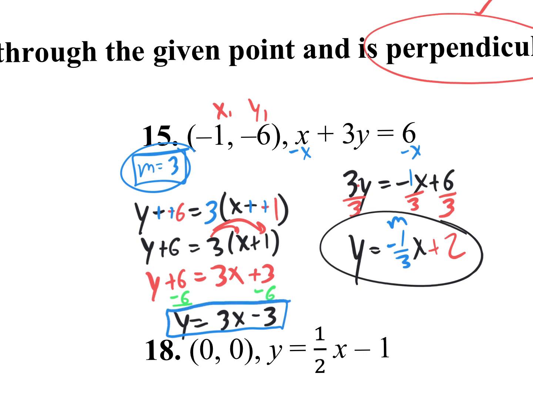That's in slope-intercept form, and that line is perpendicular to this original standard form line. Why? Because it has an opposite reciprocal slope, and if I were to graph it, they would intersect each other to form perfect 90-degree angles because they're perpendicular. All right, I'm going to stop this video right here.